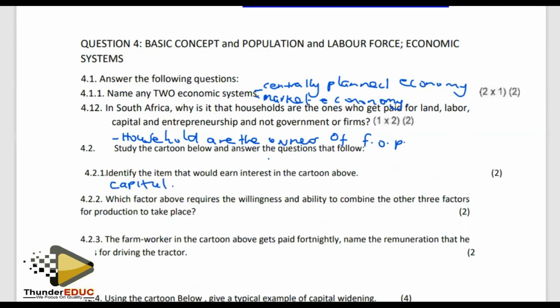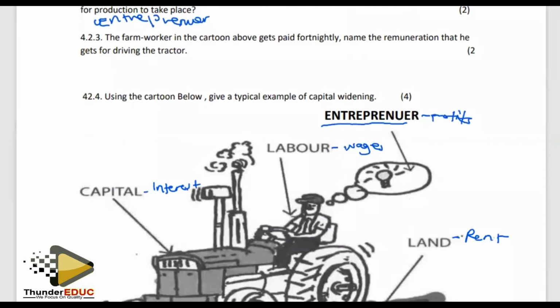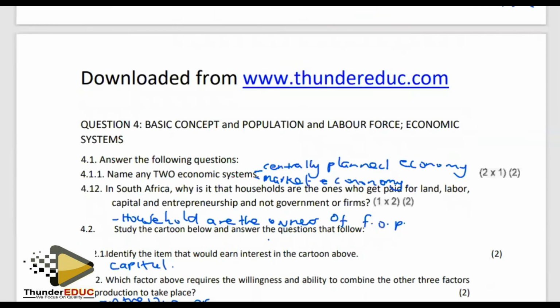Which factor has the willingness and ability to combine other factors of production? I think that is entrepreneurship. The entrepreneur. I want to remind you once again about the capital here. The capital machine is a tractor, because the arrow indicates a capital machine, which is a tractor, that receives interest.